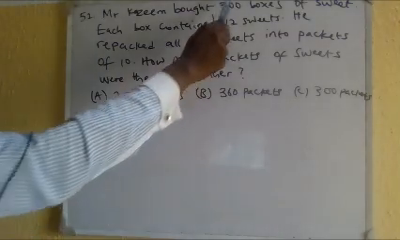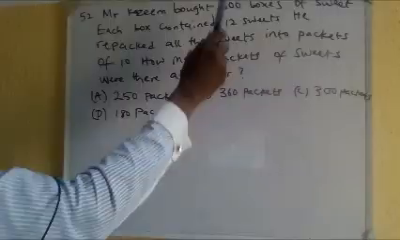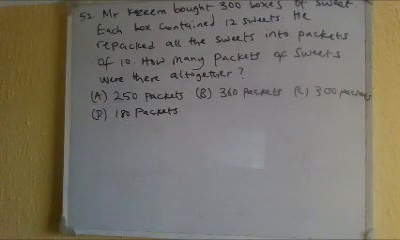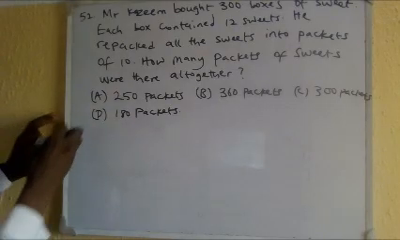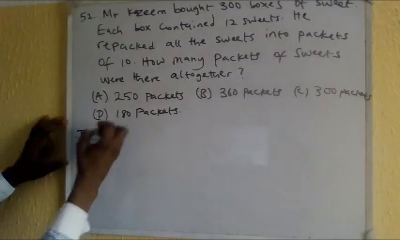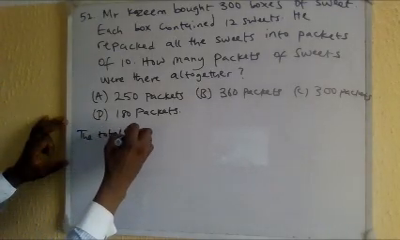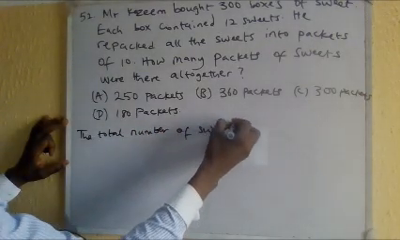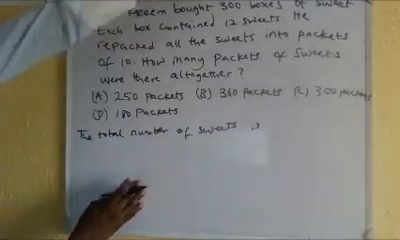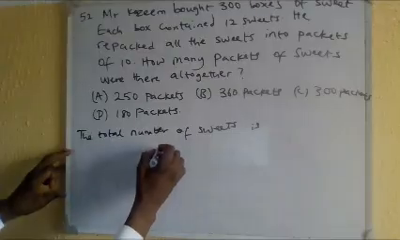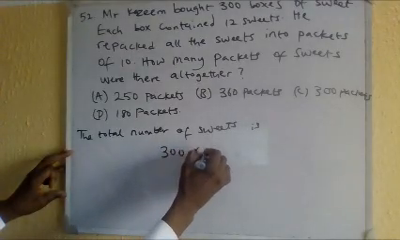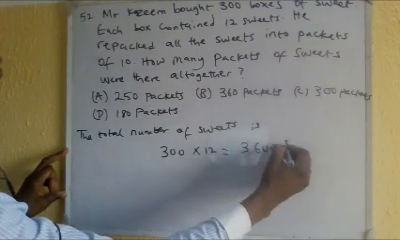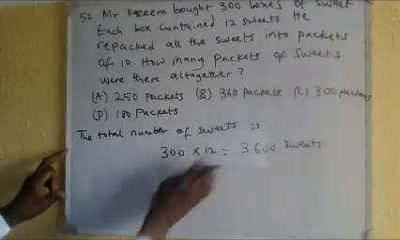So he bought these boxes of sweets, and each box contained 12. So how many sweets do we have altogether? So I'll say first of all, the total number of sweets is 300 boxes times 12. 300 times 12 will give me 3,600 sweets. That's how many pieces of sweets we have.